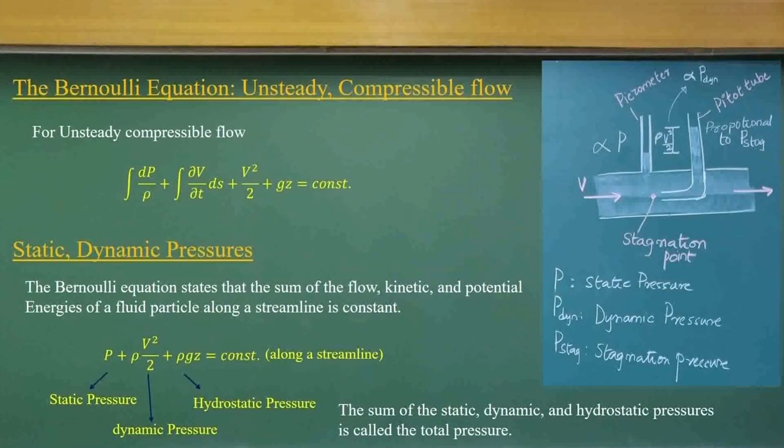Now, let us come back to the Bernoulli's equation we have derived. In the case of unsteady compressible flow, we will have the two integral components, then v square by 2, g z, which is the elevation term, equal to a constant. But in case we make it steady and incompressible, then we get these three terms.